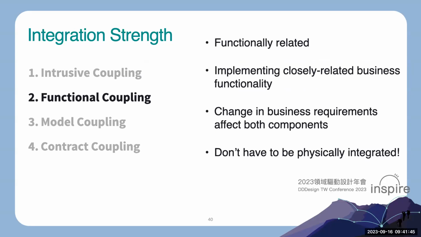Next one is functional coupling. And this one means that the connected modules are implementing closely related business functionalities. The practical implication here is that the same business requirements are going to trigger simultaneous changes in both upstream and its downstream components. For example, we can observe a functional coupling in domain-driven design within a subdomain.